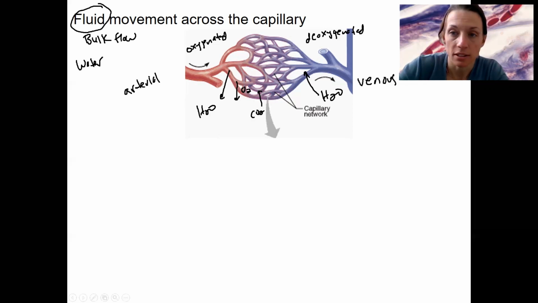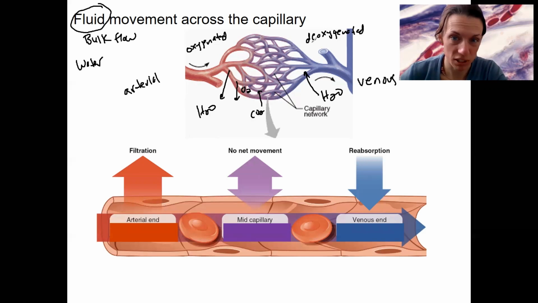So here is a simplified view of that. We zoom in to a portion of this capillary right at the junction between red, purple, blue. You can see that. So at the arterial end, we've got movement out. At the venous end, movement in. In the middle, there's going to be some place where there's no net movement, because it's got to switch from one to the other.